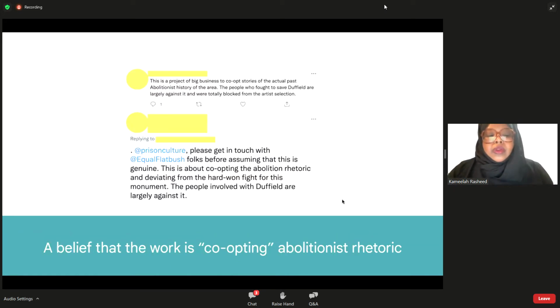There's also concern around co-opting abolitionist rhetoric. There's a concern about to what extent this project and I are trying to co-opt abolitionist rhetoric, abolitionist language, and abolitionist history in the pursuit of something else. So this is a concern that people have.